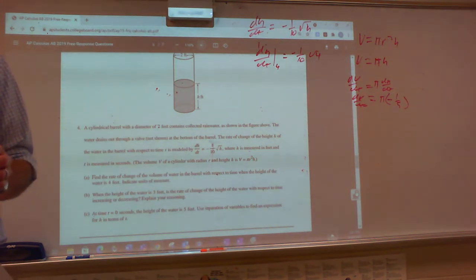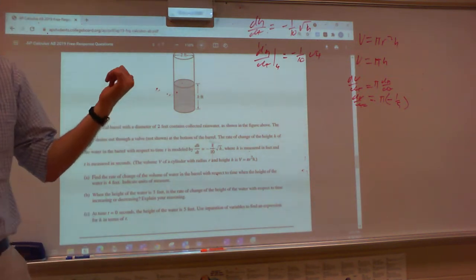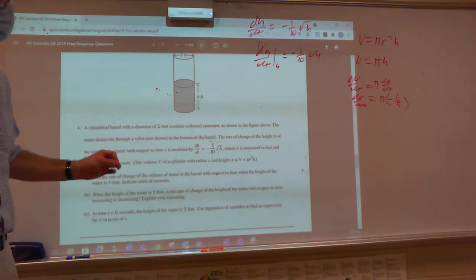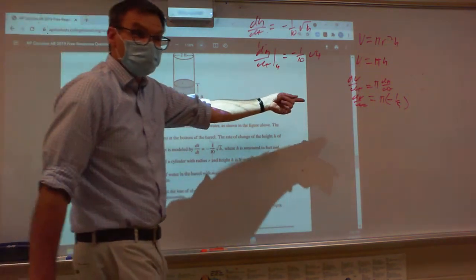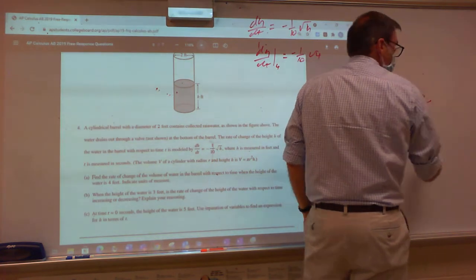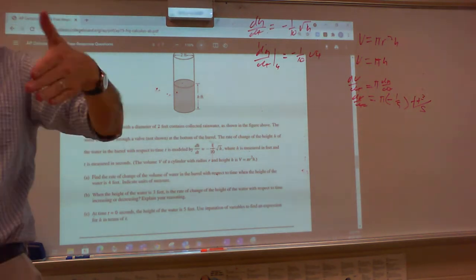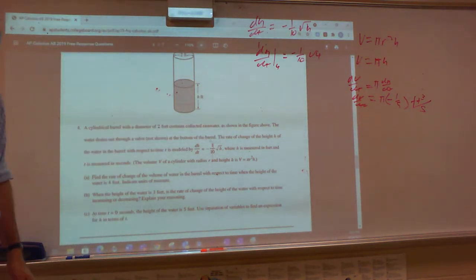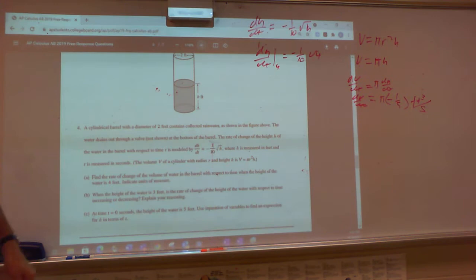I lost a point. What did I forget? Units. What are my units? Feet cubed per second. Why? Because it's volume. dV, right? It's volume. So this is going to be cubic feet per second. If it was area, you'd say feet squared. But do you see it? If it was height, we'd just say feet. So negative pi over 5, feet cubed per second. Yep.